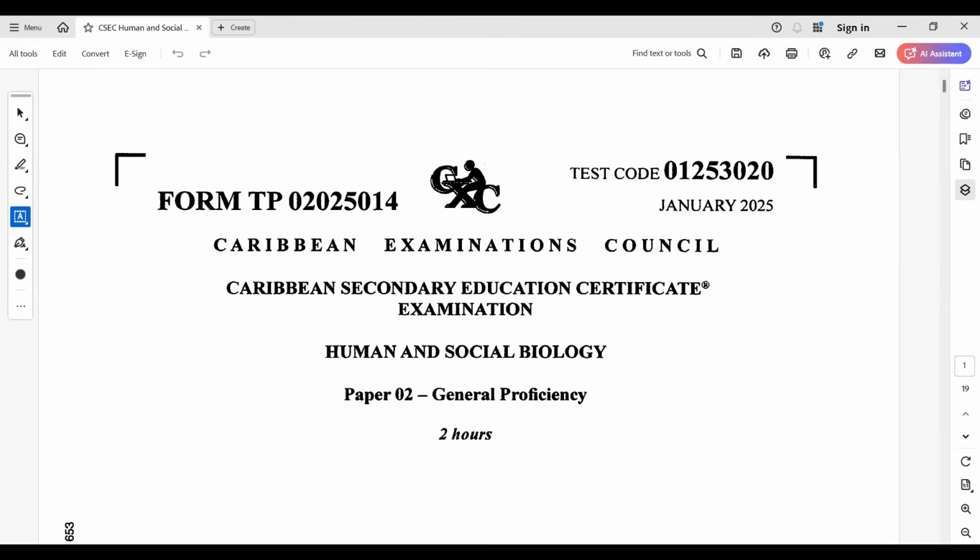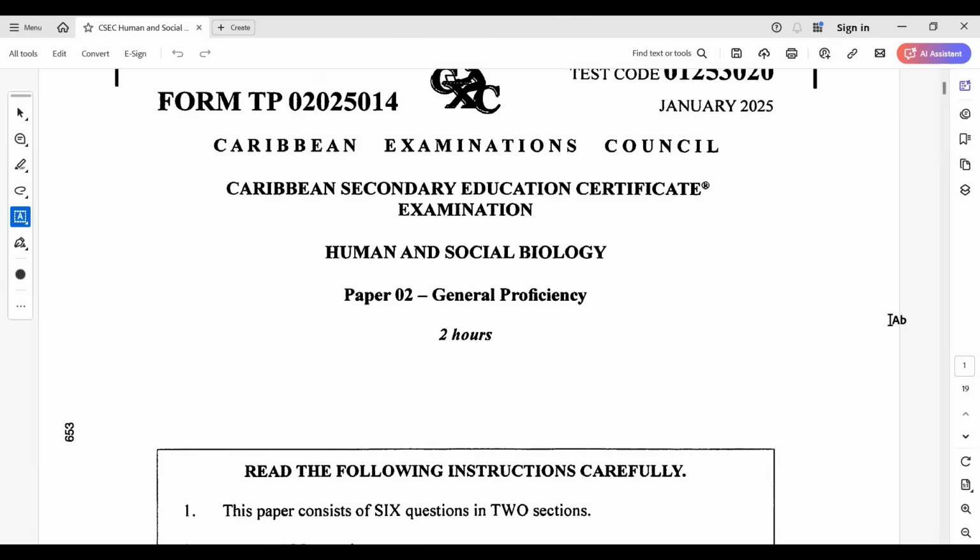Possible answers for the January 2025 Human and Social Biology Paper 2. This is the latest exam in HSB that just passed at the CSEC level this January, and we want to look at what could have been answers that you could have given to secure your marks in this paper. It starts off with the usual instructions.